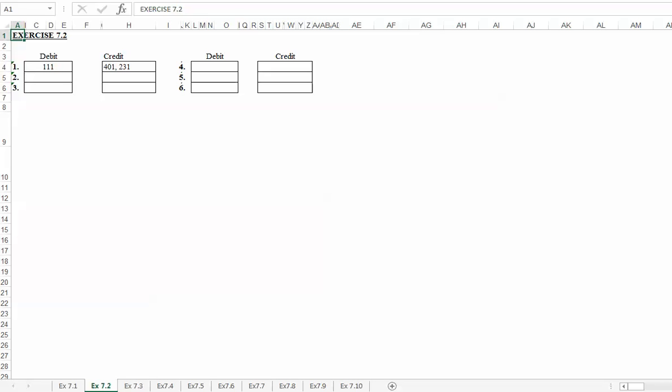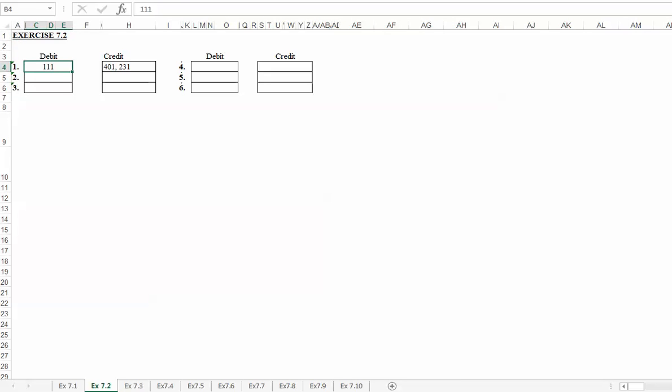Looking at exercise 7.2, your job is to take a look at the transactions for the Outdoor Adventures, a retail business that sells outdoor clothing and camping equipment. Indicate the numbers of the general ledger accounts that would be debited and credited to record each transaction. You can see number 1 here is completed for you. Let's look it over and determine how we made it to that point.